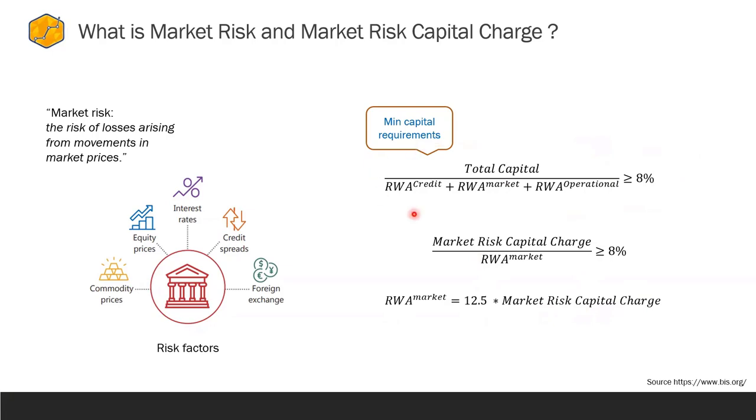In this equation, the first equation, that's the main equation of the Basel III regulatory capital adequacy ratio. RWA market is calculated as 12.5, which is just 1/8%, times market risk capital charge. So we first estimate the market risk capital charge, and then we calculate the RWA by multiplying it by 12.5, and then that goes into this equation in the denominator. If you can calculate RWA, that's good. If you don't calculate RWA, but instead you calculate the capital charge, then you have to multiply by 12.5 to convert into RWA. So in the market risk world, what we estimate is the market risk capital charge.